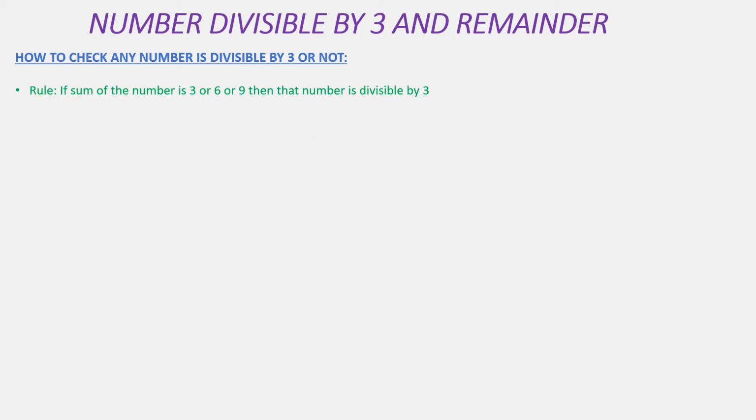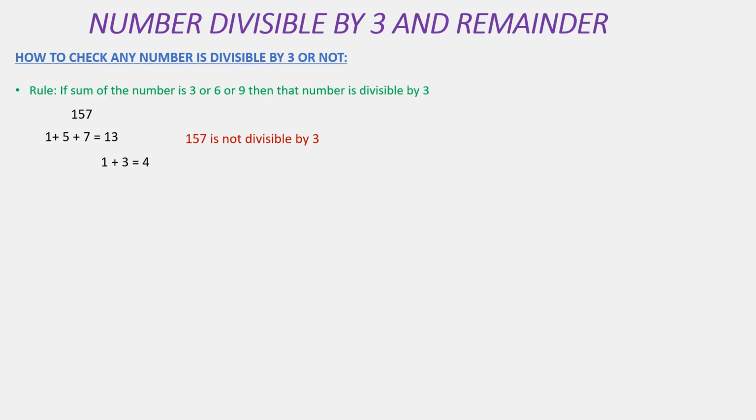If the sum of the digits of the number is 3 or 6 or 9, then that number is divisible by 3. For example, the sum of 157: 1 plus 5 plus 7 equals 13. The sum of 13 is 4. Since the sum of 157 is 4, it is not divisible by 3.